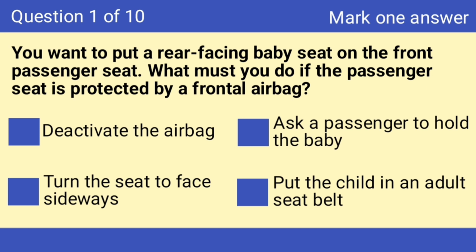Question 1. You want to put a rear-facing baby seat on the front passenger seat. What must you do if the passenger seat is protected by a frontal airbag? Deactivate the airbag. Turn the seat to face sideways. Ask a passenger to hold the baby. Put the child in an adult seat belt.